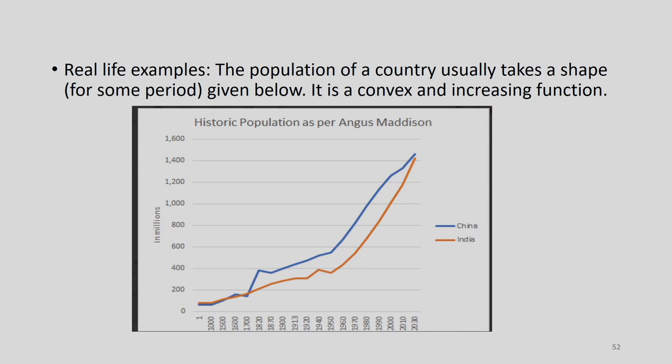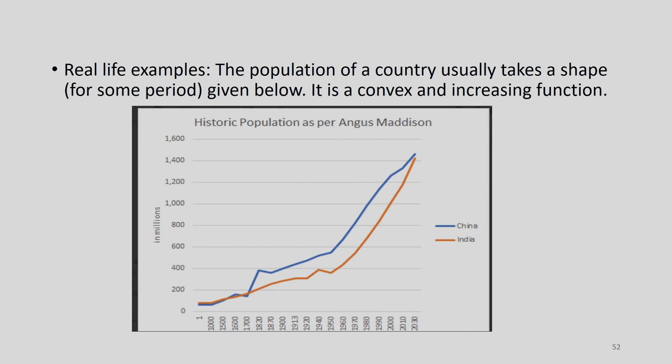This example is of convexity, convex and increasing, that is the combination we have here. The population of a country usually takes the shape given below, at least for some periods. It is a convex and increasing function. Here I have taken two examples: one is China's population and the other is India's population.